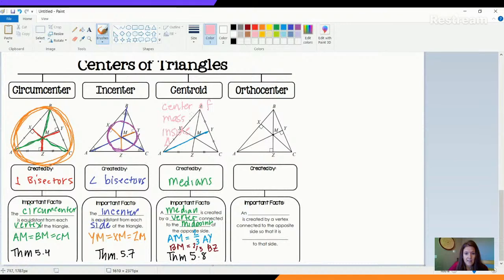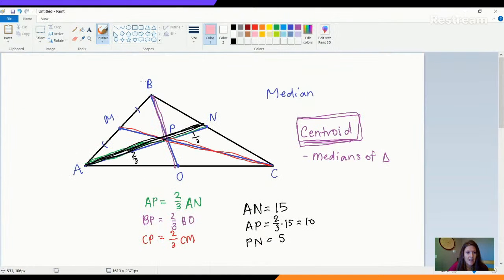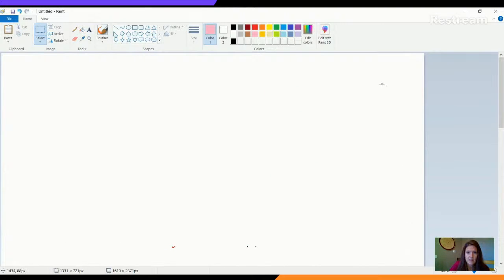All right, the last one, again, we kind of have this pattern. We learn a new word and then we apply it. So we have one more term to learn, and that term is the altitude.